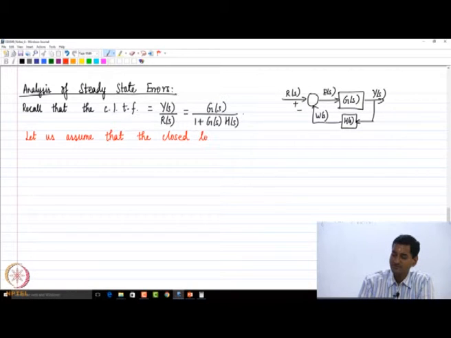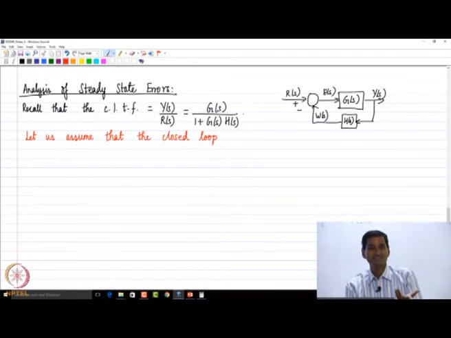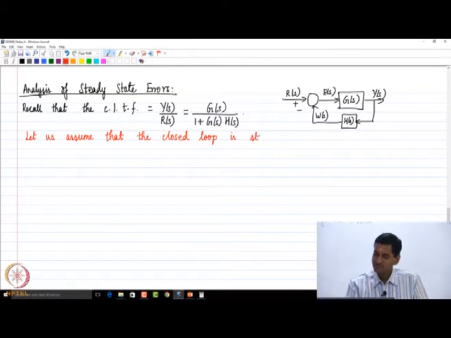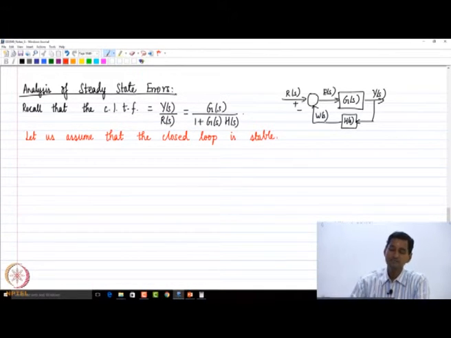Of course, only then can we talk about steady state errors. Think about it: if I do not stabilize the closed loop system, there is no point in talking about steady state performance. So let us assume that the closed loop system is stable. That first critical requirement of stability has been met. That is an assumption we will make before we proceed.